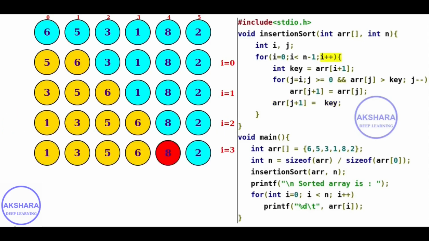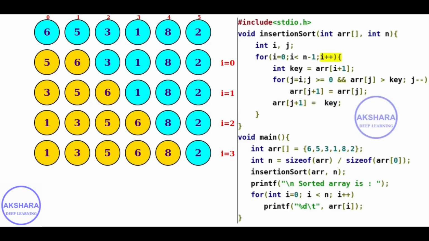Again i will be incremented. Now the fourth pass will start. Here also i is less than n minus 1, so array of i plus 1 will be removed from the input. Again j will be initialized with the i value, so now j is also 3. Array of j is compared with the key. See here, array of j, 6, is not greater than key, so this for loop will exit. Now key will remain at the same position.